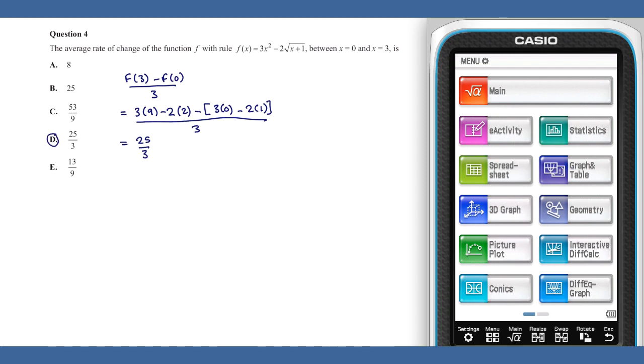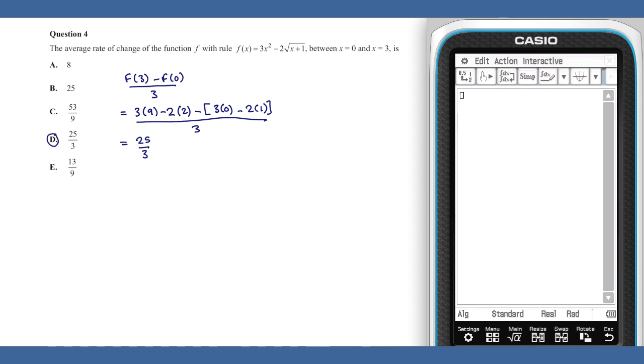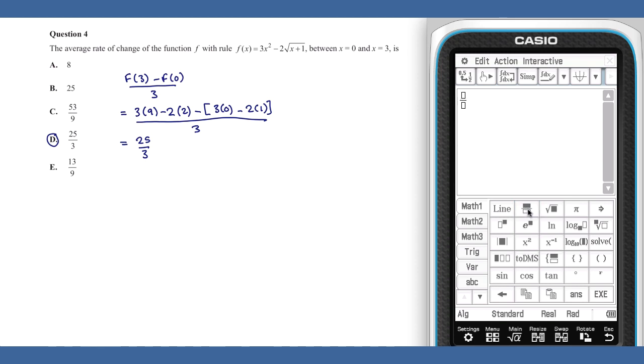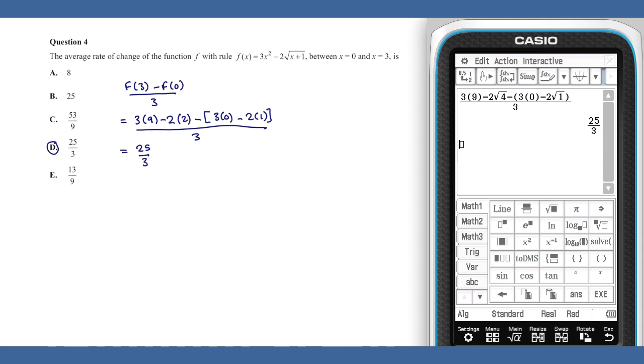This calculation can also be completed on our ClassPad. So that's f of 3, subtract f of 0 now. Once again giving us the answer 25 over 3.